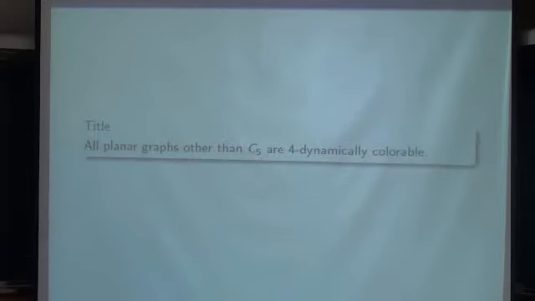Okay, so if you read the title, you will be familiar with almost every word except for dynamically. As you see, this title is related to the four-color theorem. All planar graphs are four-colorable. But here, we will think about dynamic coloring, with an extra condition from proper coloring. And when we consider dynamic coloring, we will show that all planar graphs other than only C5 are 4-dynamically colorable.